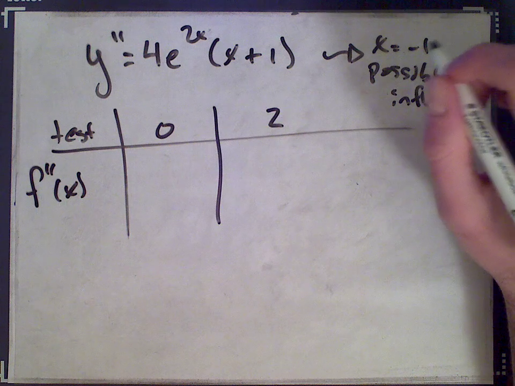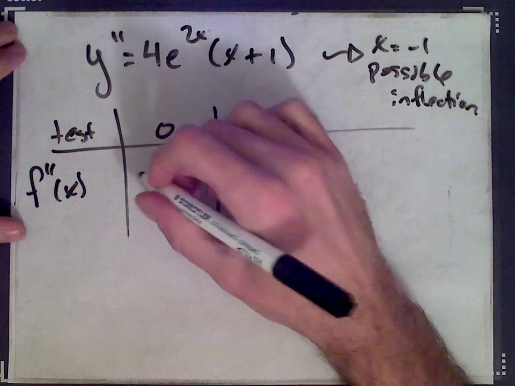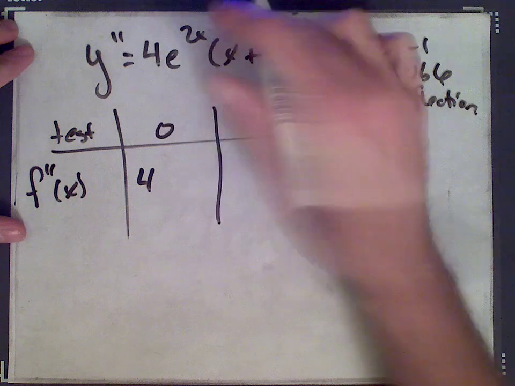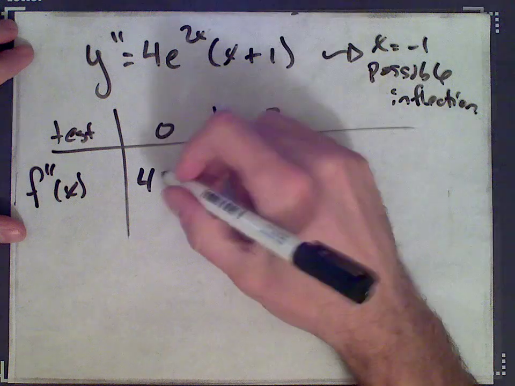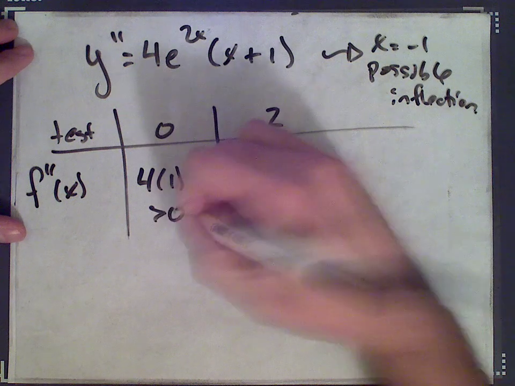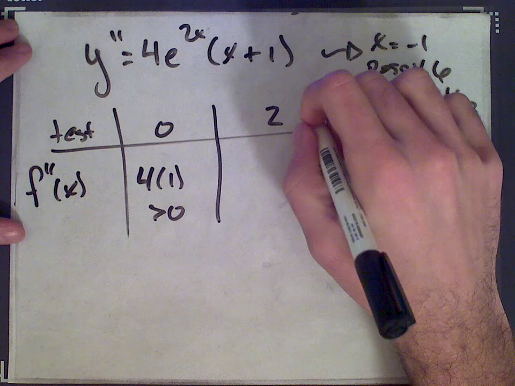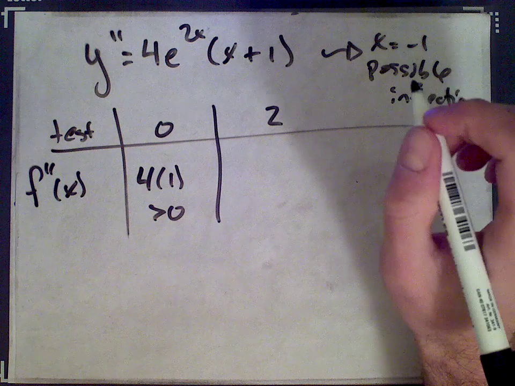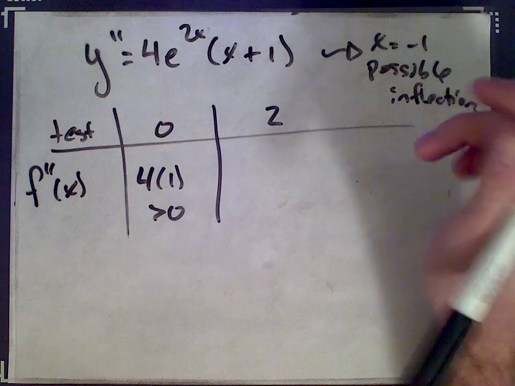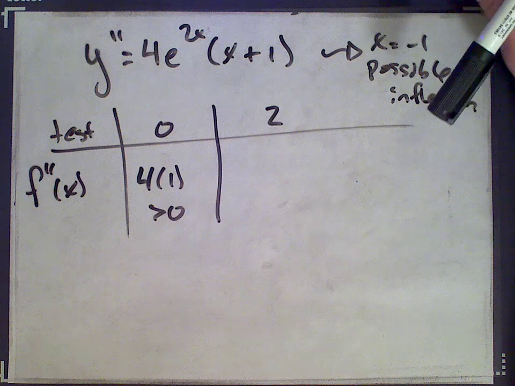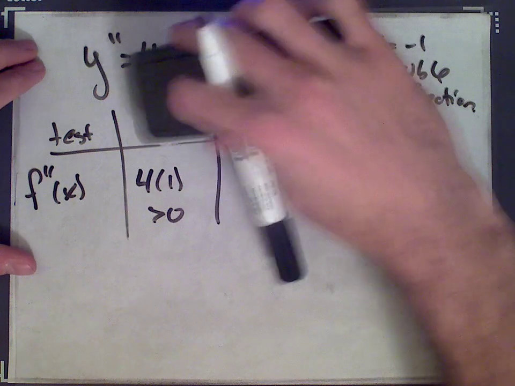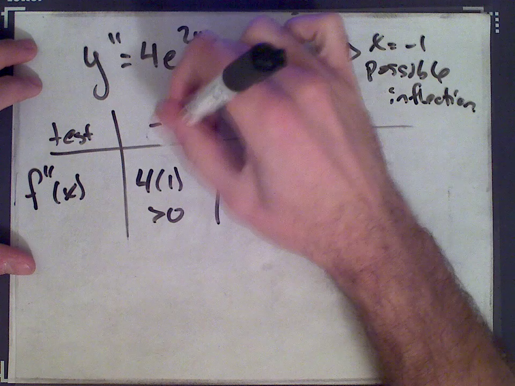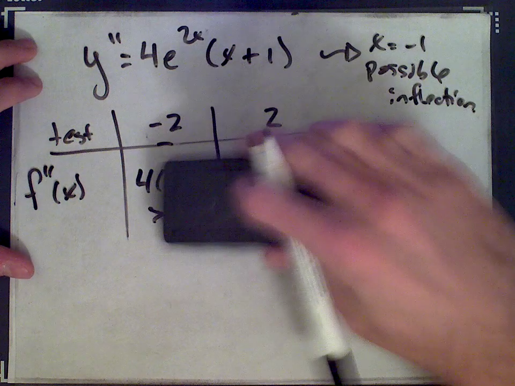So at 0, f double prime of x is 4 e to the 0, which is 1, and then 0 plus 1 is 1, so it's 4 times 1. This is bigger than 0. And then at 2, we took the wrong test points. 0 is not to the left of -1. Let's take -2. Okay, and 2.